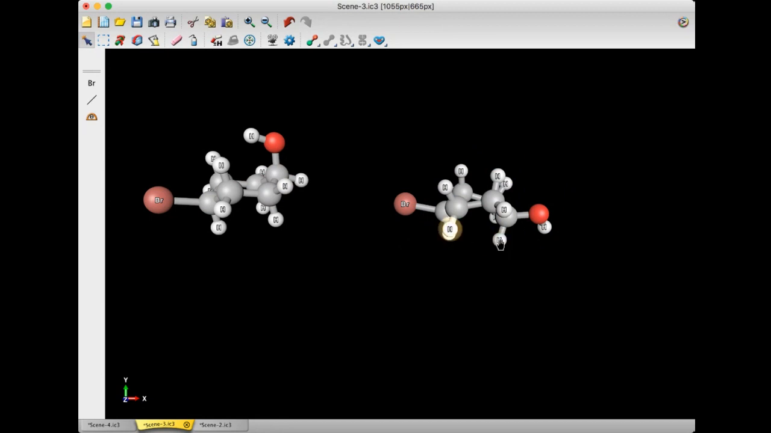So there is a lot of 1,3 diaxial interaction in the twist boat. That's why a twist boat is so high in energy, and it's basically a transition state in between the chair and the flip chair, okay? So I pulled this down over here, reached the twist boat, which is right here, and now what I'm going to do is try to pull this up to reach the flip chair conformation. Let's see if I am able to do that.